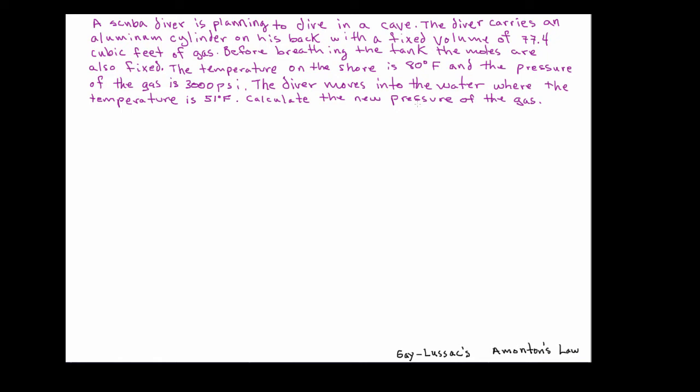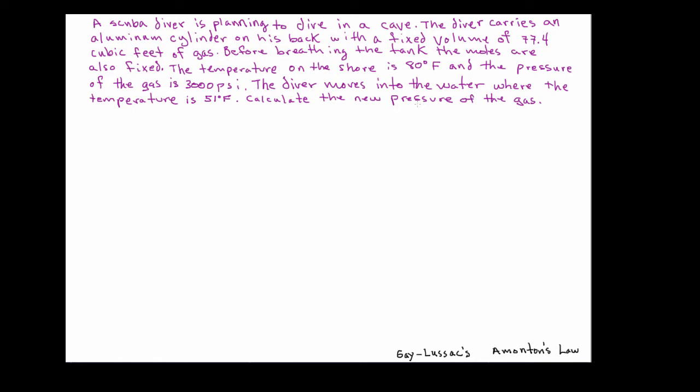Now, the problem at hand is the following. We have a scuba diver, and this particular diver is planning to dive and swim into a cave. The diver is carrying on their back an aluminum cylinder that has 77.4 cubic feet of gas in it. Specifically, the gas is air.